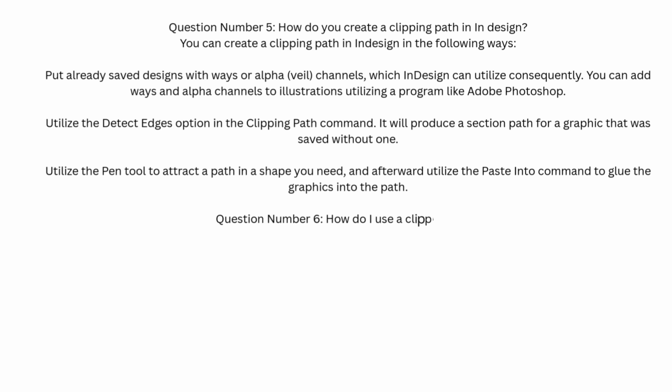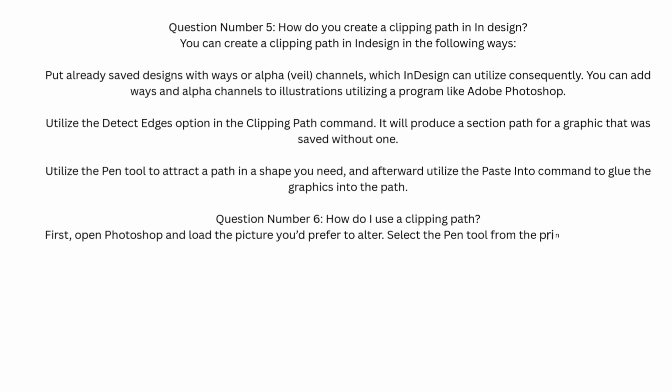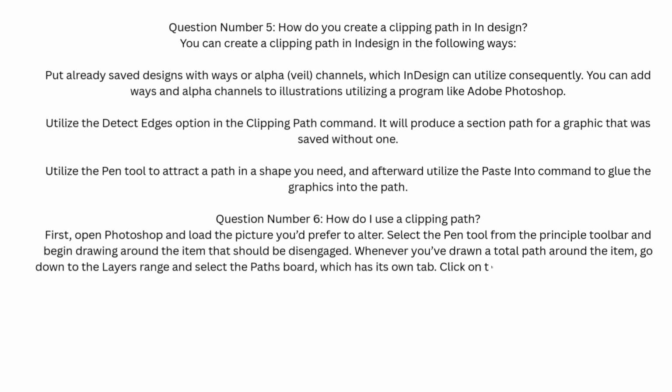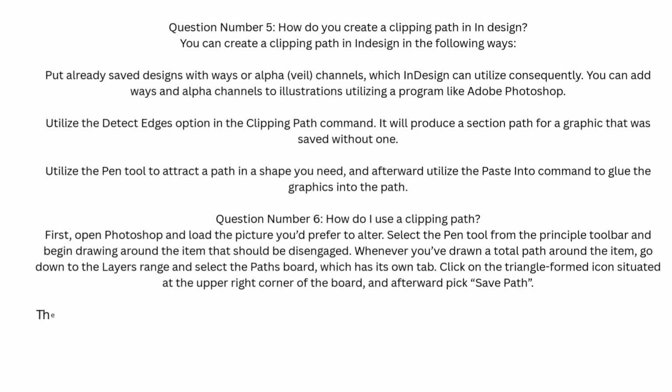Question number 6. How do I use a clipping path? First, open Photoshop and load the picture you'd prefer to alter. Select the Pen tool from the main toolbar and begin drawing around the item that should be disengaged. Once you've drawn a total path around the item, go down to the Layers range and select the Paths panel, which has its own tab. Click on the triangle-formed icon situated at the upper right corner of the panel, and afterward pick Save Path. Then, choose Clipping Path from the same drop-down menu.